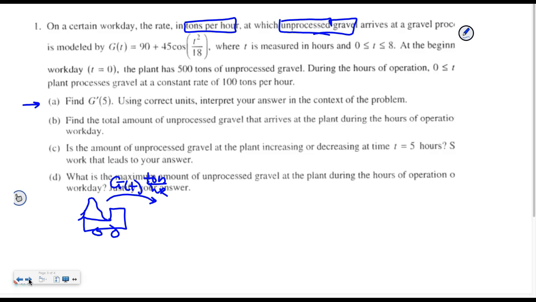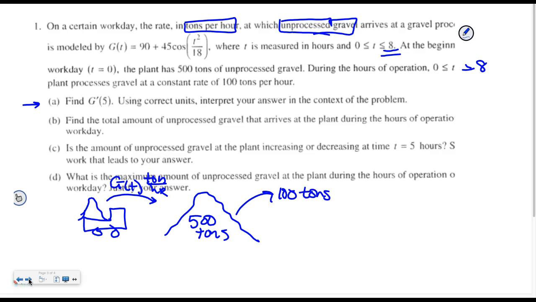It already has 500 tons of unprocessed gravel sitting there from the previous workday. So it's dumping it in. There's already some there. Then it says, during the time that the plant's open for 8 hours, this was t less than or equal to 8, it says that the plant is processing gravel at a constant rate. Well, that's because machines process it, and machines work at a constant rate. So I'd have a rate out at 100 tons per hour.